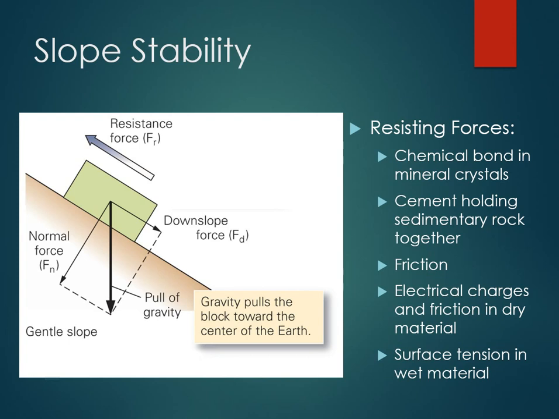In loose material, it could be electrical charges. This happens a lot in really dry sand, or just friction in between the sand grains. Obviously, if you have small, dry sediment, the more angular the pieces, if you remember that from sedimentary rocks, the harder it is for them to start failing and sliding. If you've got wet material, the surface tension of the water itself can actually hold it together some. So there's lots of things to keep it from failing.